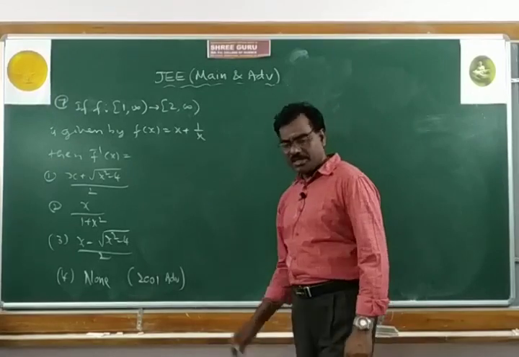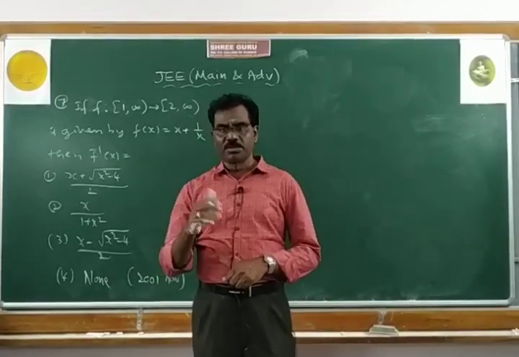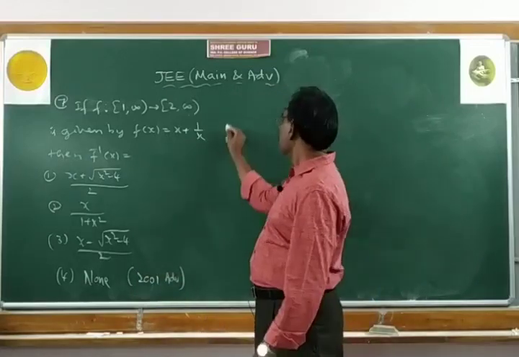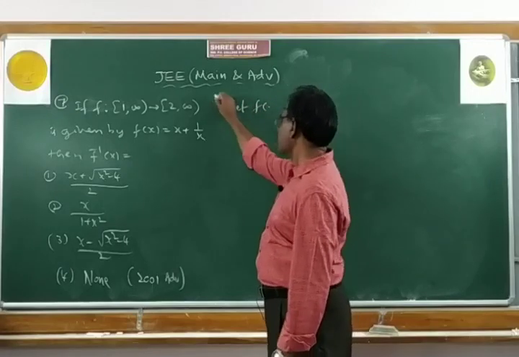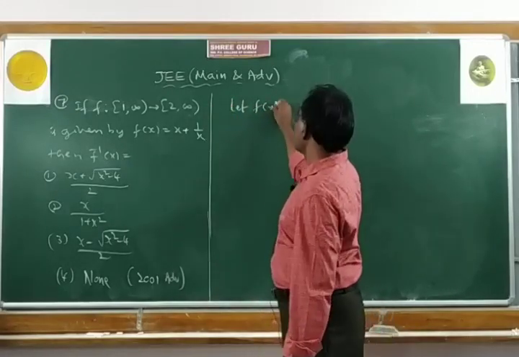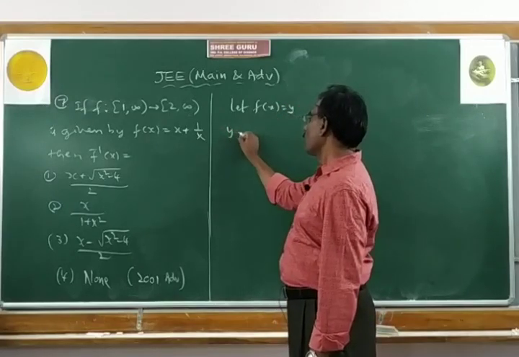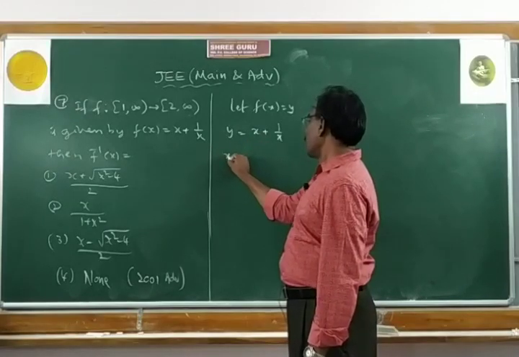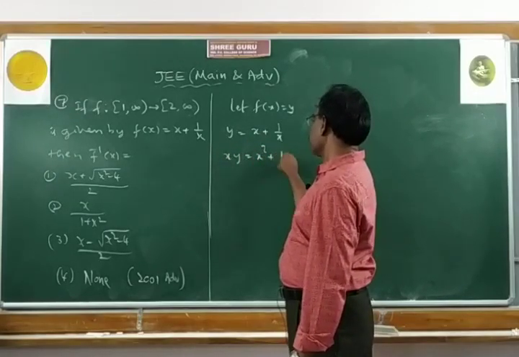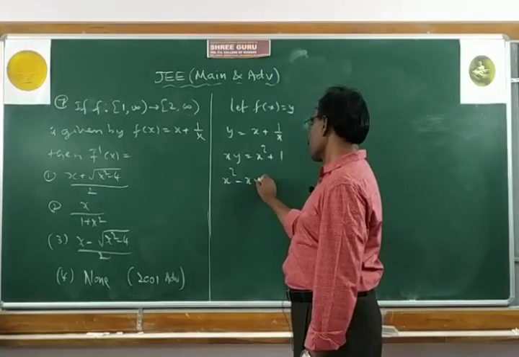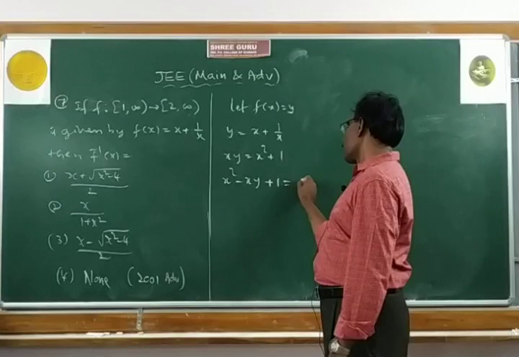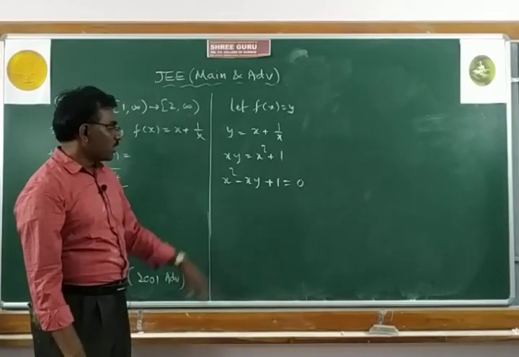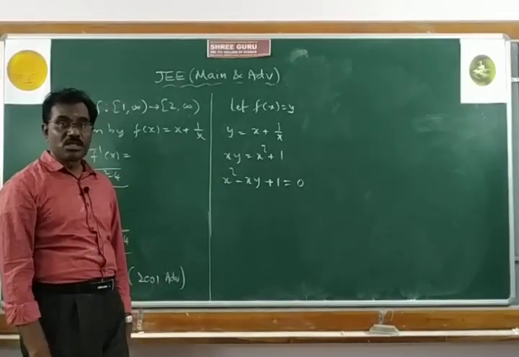So very simple. I think most of the problems I solved are by inverse only. When f of x is given, better take f of x as y. Let f of x equal to y. So y equals x plus 1 by x, else xy equals x square plus 1, that is x square minus xy plus 1 equal to 0. That f of x is y means x square minus xy plus 1 is also a quadratic equation in x only.